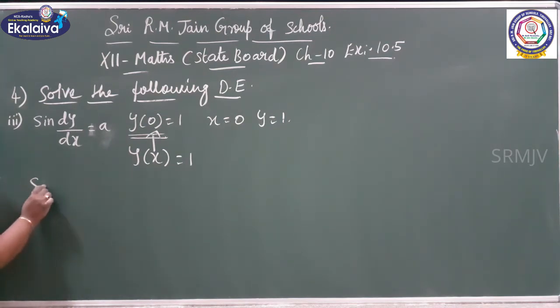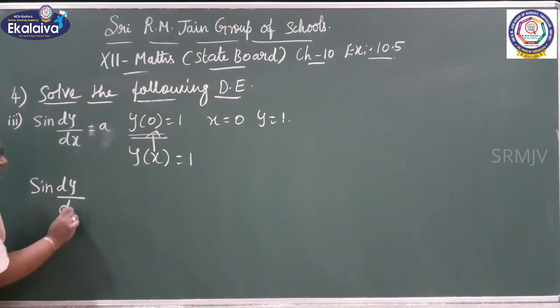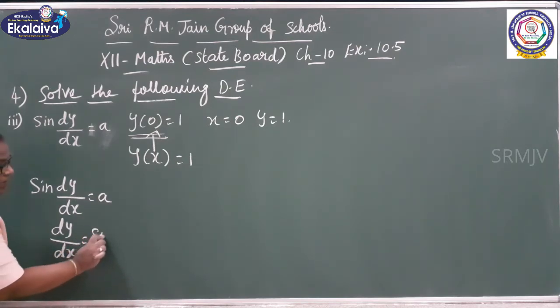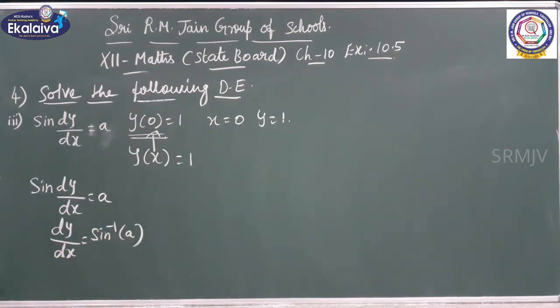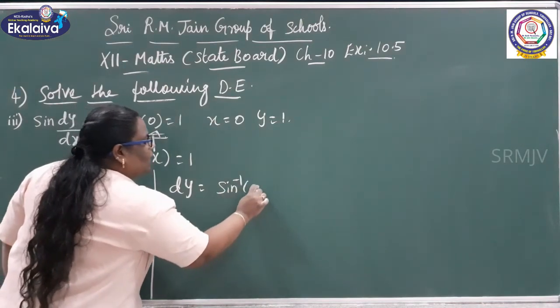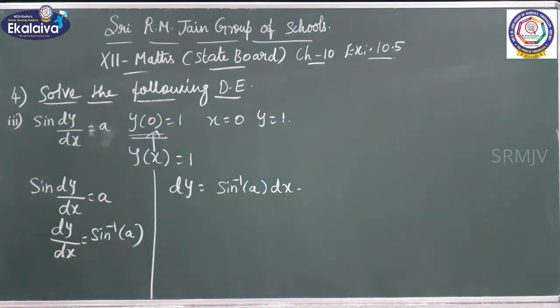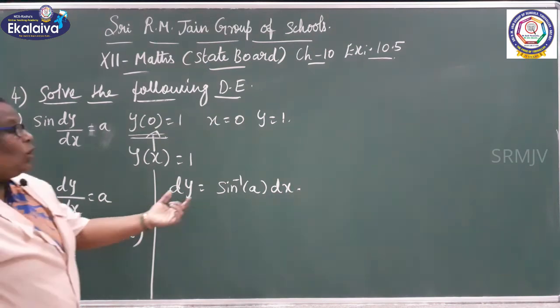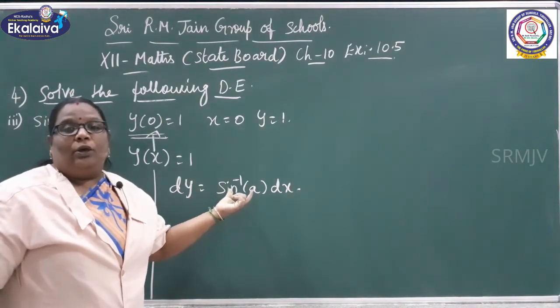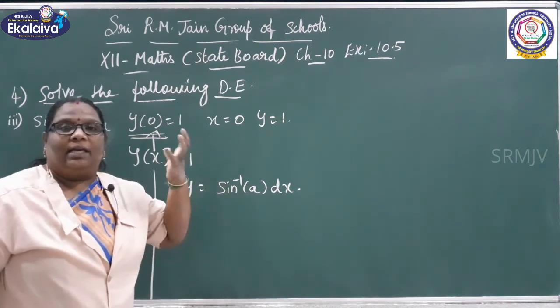So you can take this one, sine of dy by dx equal to a, dy by dx equal to sine inverse of a. You bring this value to the right hand side. By variable separable method, dy and dx in the numerator only, dy equal to sine inverse of a into dx. This is a constant because there is no x term. So you can consider it as a constant term. You don't take it as a function.